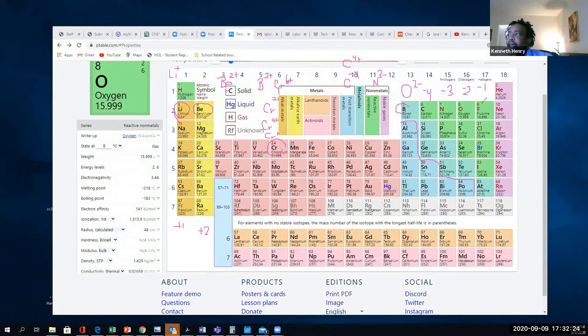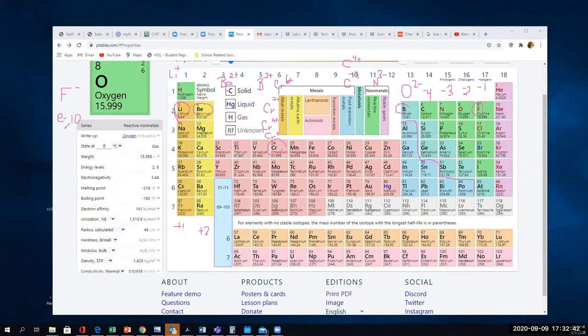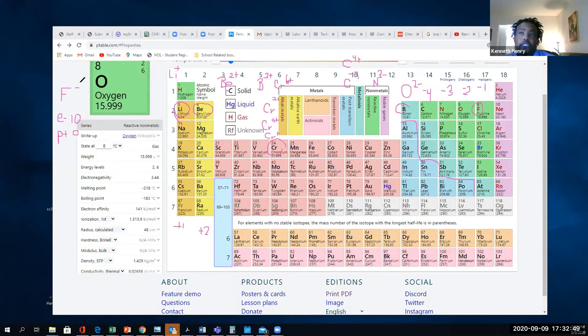Now let's analyze. We talked about fluorine. If we have F minus, that means it has gained one electron. So how many electrons does it have now? 10. How many protons? 9. That's how we get that minus one charge: it has 10 electrons, electrons are negative and protons are positive. If we add them together, we get our negative. So we have one extra negative charge. You guys get that? Yes.